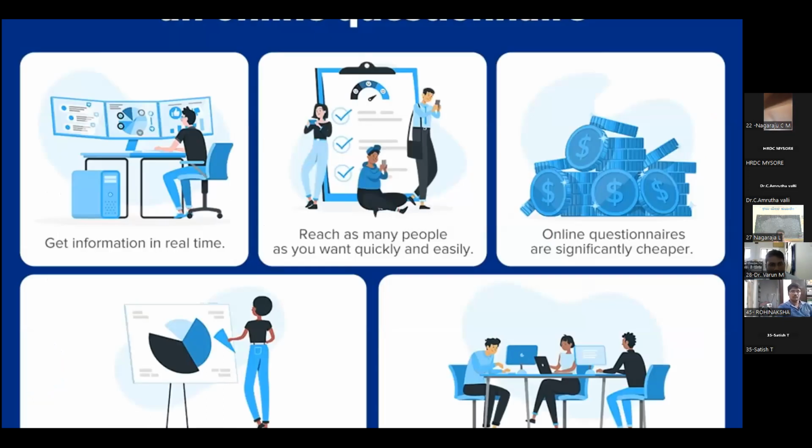Whatever I said, I have given in the form of a cartoon here. Get information in real time. A real-time data collection is absolutely required. You can see the monitor over there. This fellow is seeing 3 monitors in 3 different ways. He is analyzing it, and you can reach as many people as you want quickly and easily. One should be able to reach a large number. The more the data, the more accurate the statistical analysis will be.